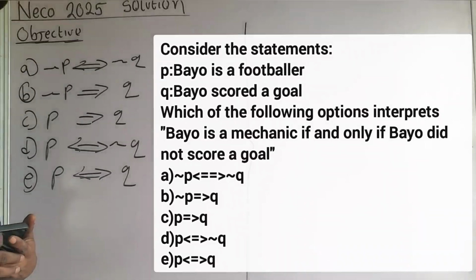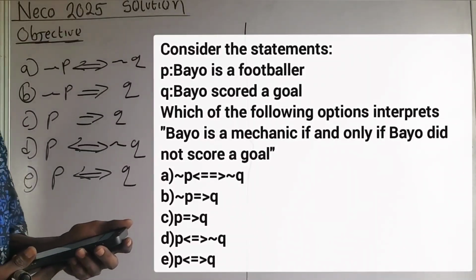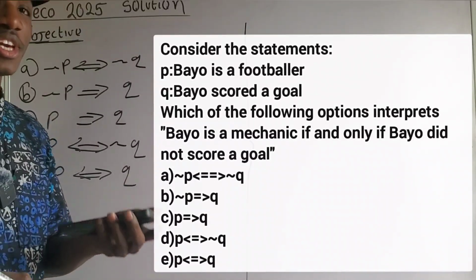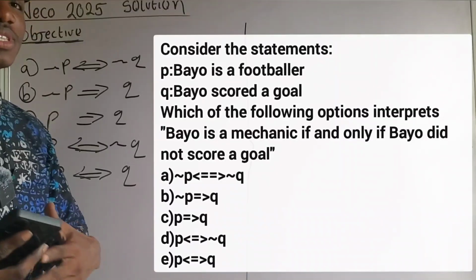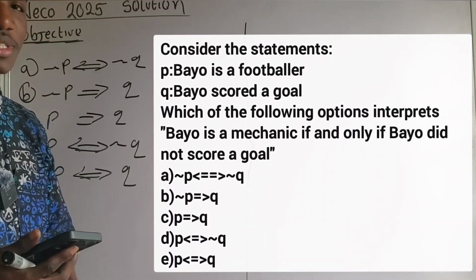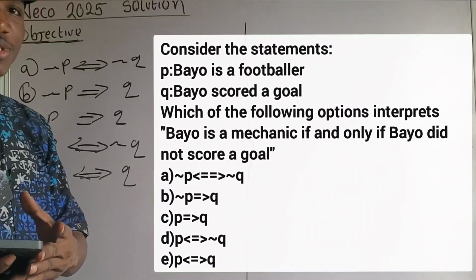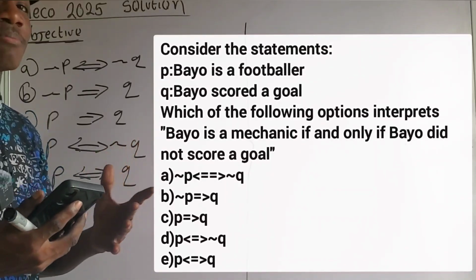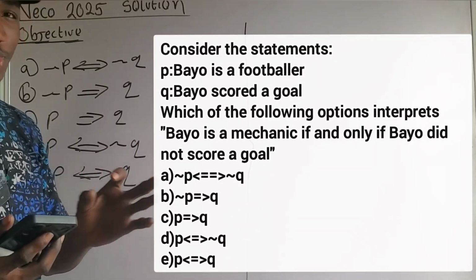This question is coming from a topic known as logical reasoning. In logical reasoning, there is something called negation. The negation of a statement is the opposite of that statement. For example, if I said, I am teaching, the negation of that statement is, I am not teaching. Do you understand it now?